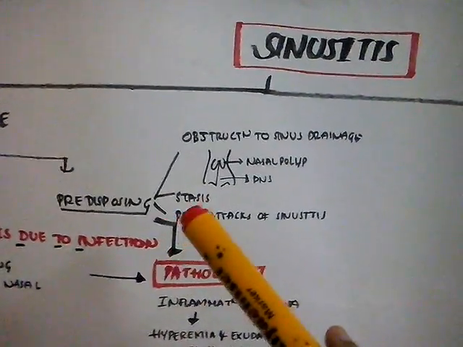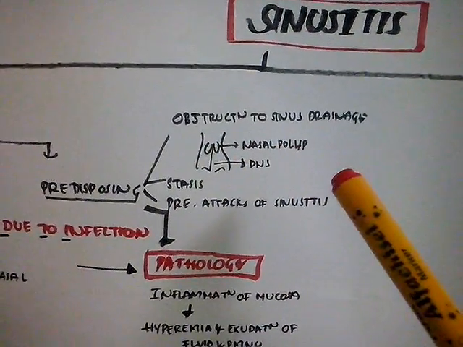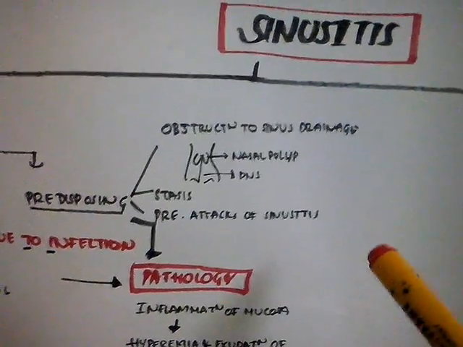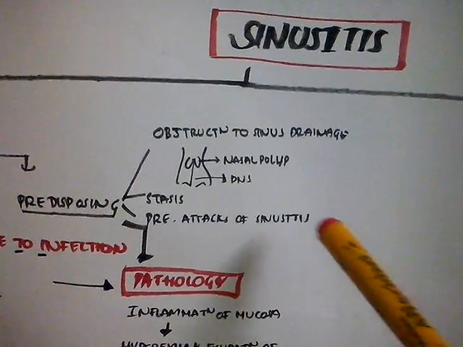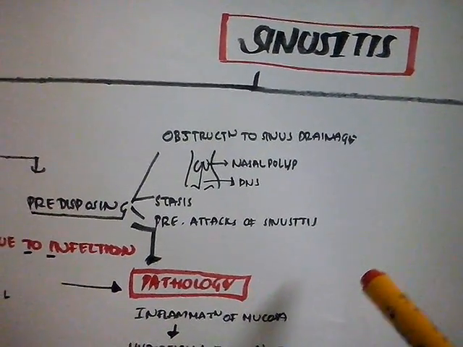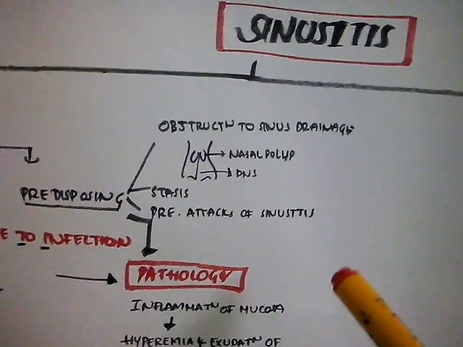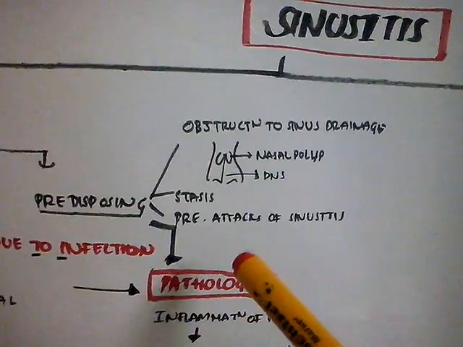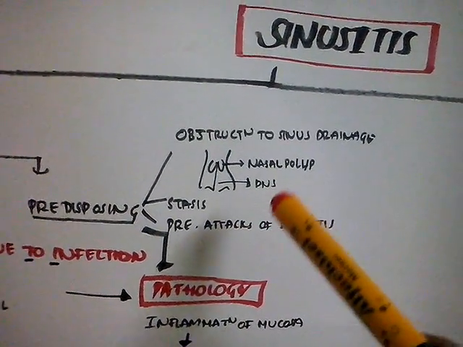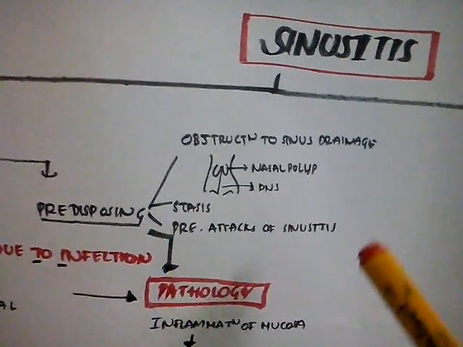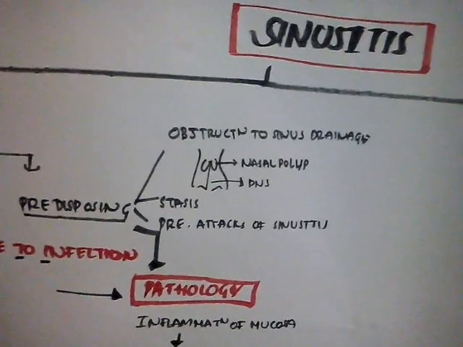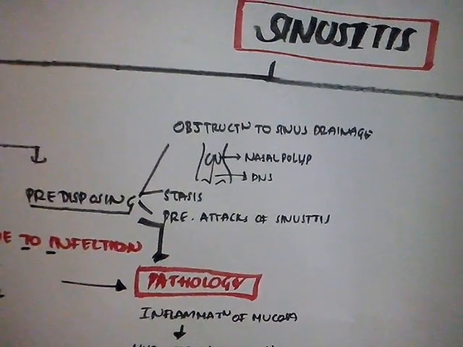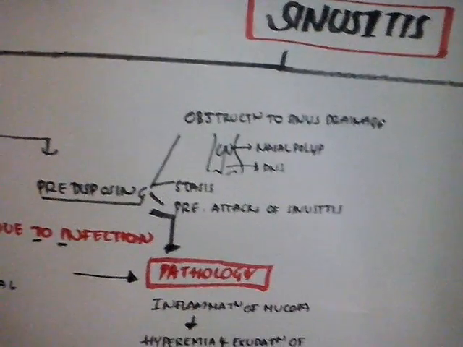And predisposing causes are obstruction to the normal sinus drainage. It is due to nasal polyps or DNS, deviated nasal septum, or else edema of sinus ostia or hypertrophic turbinates. And next comes stasis of the secretions. Stasis is when normal secretions do not drain into the nose. It is due to increased viscosity or obstructions like adenoids.